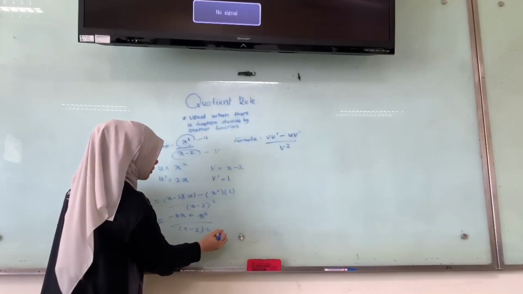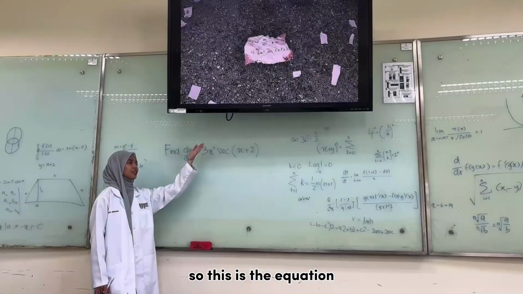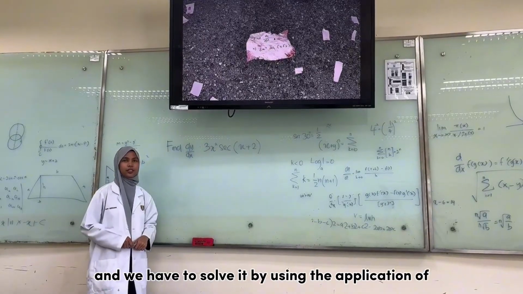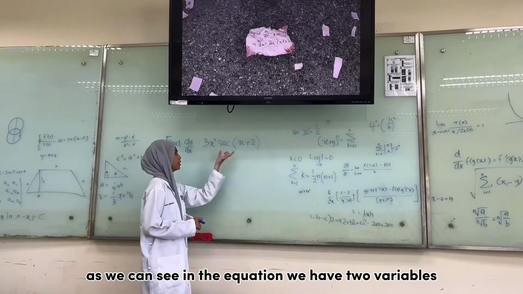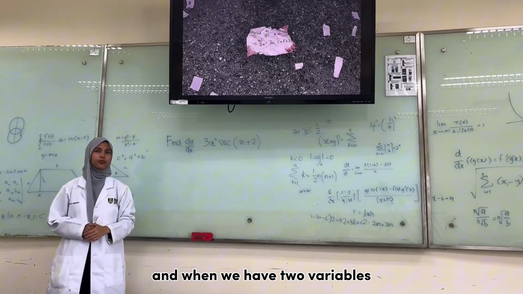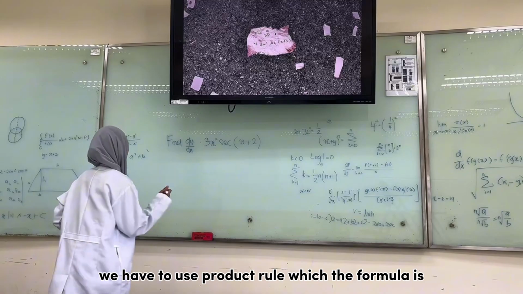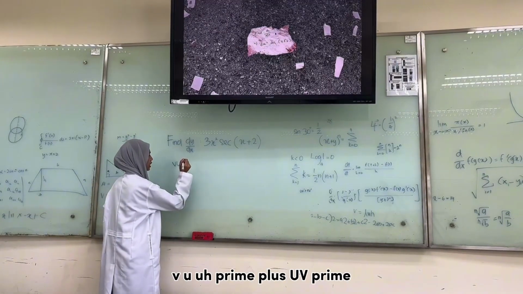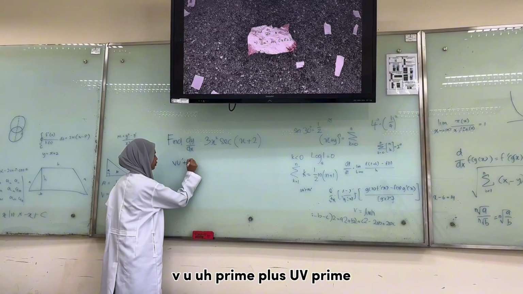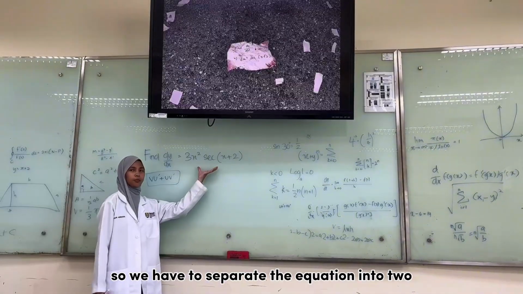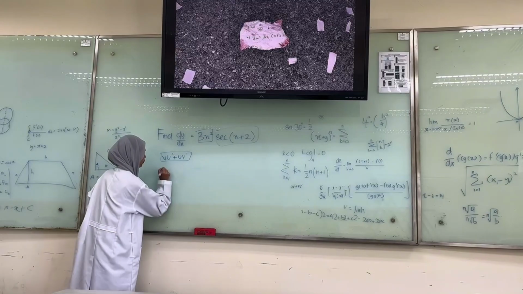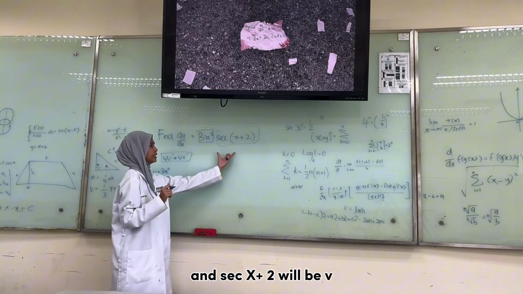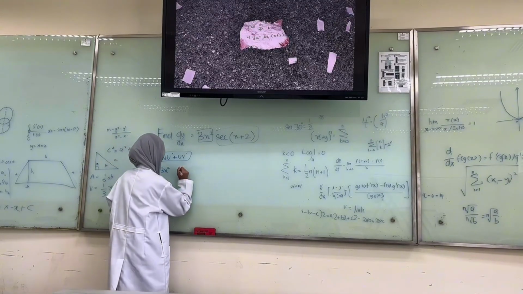So this is the equation and we have to solve it by using the application of derivative. As we can see in the equation, we have two variables, and when we have two variables, we have to use product rule, which the formula is vu prime plus uv prime. So we have to separate the equation into two. So 3x squared will be u, and secant x plus 2 will be v.